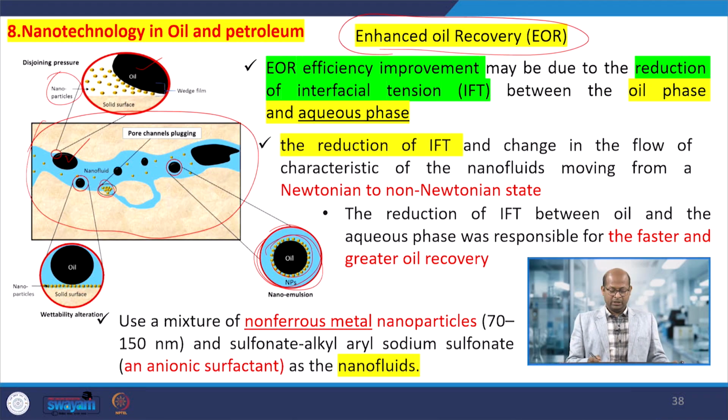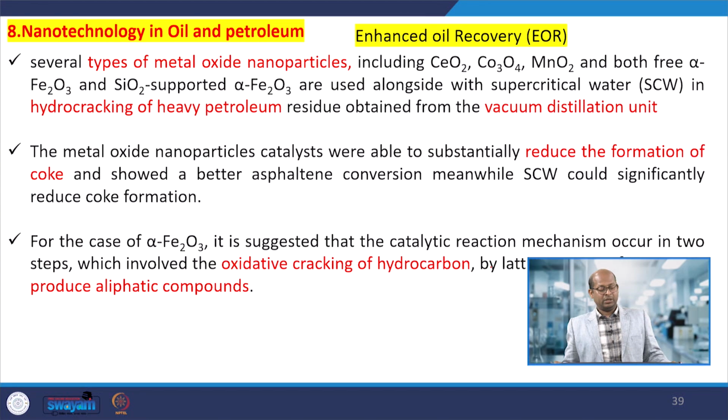Actually, there is an oil phase and an aqueous phase present in the rigs, and when we use some nanomaterials, it reduces the interfacial tension between the oil and water phases, and therefore the oil recovery would be faster. By that way we can get more oil recovered from that rig, using different types of nanomaterials. Here the types of nanomaterials are shown.